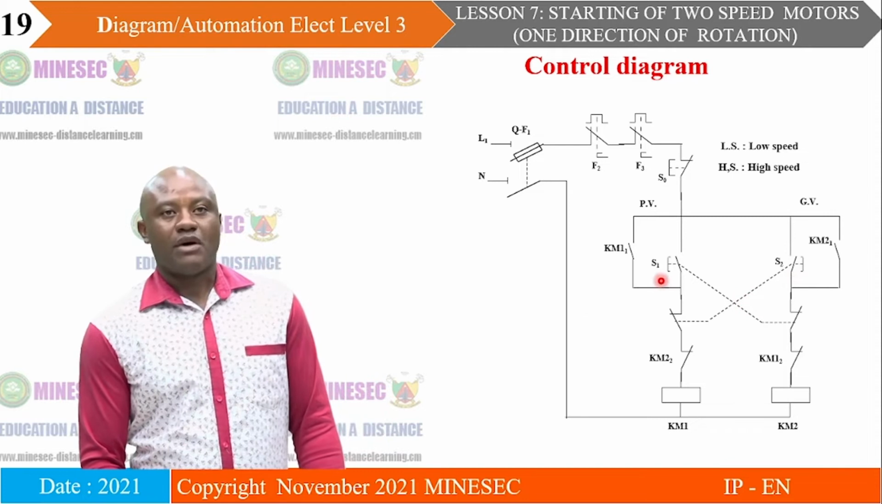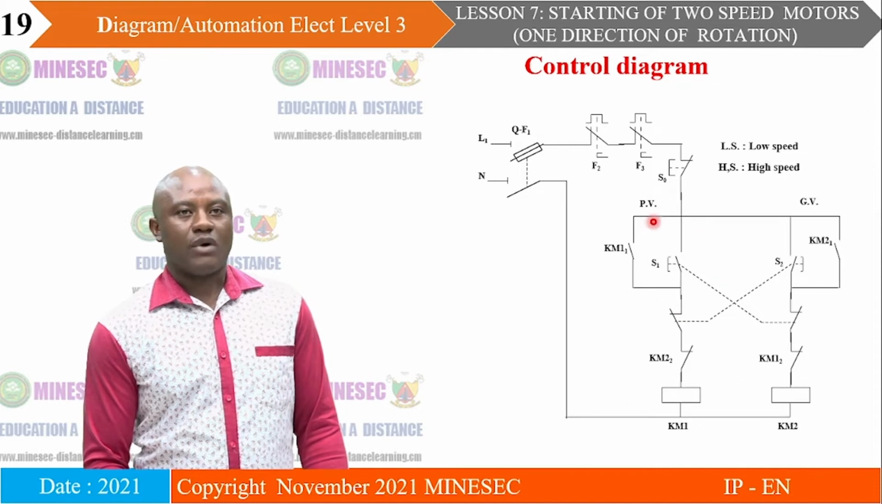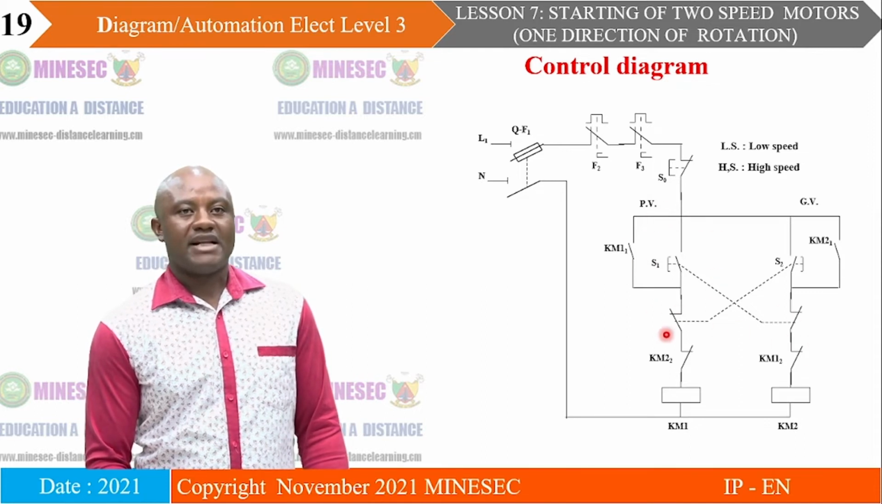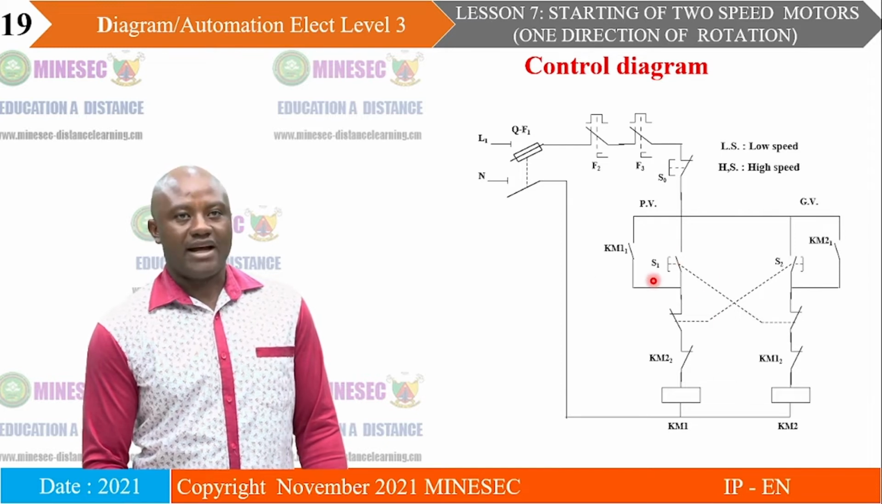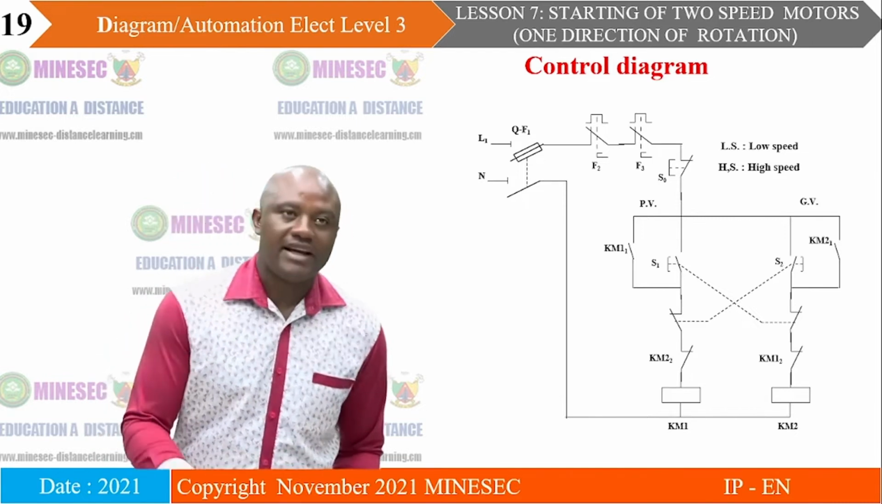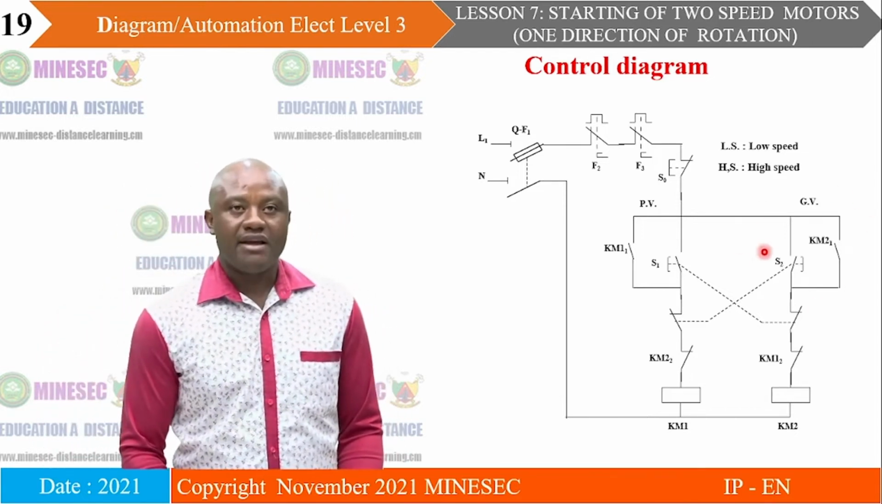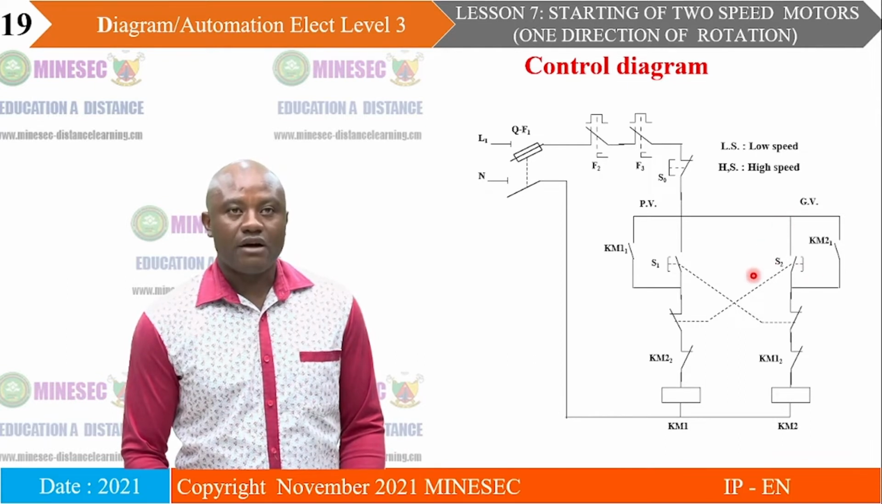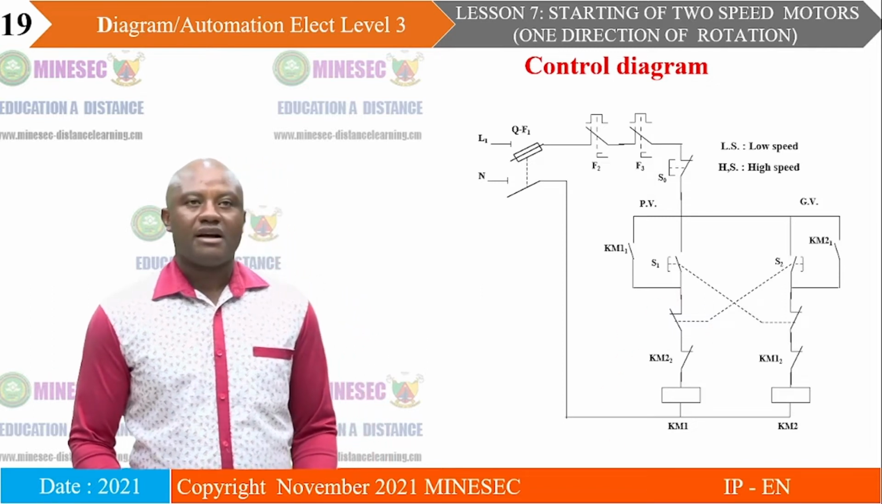For instance, when you have this S1, you see this one is the normally closed contact of S1. And here is the normally open contact of S1. And here you have the normally closed contact of S1. The same way, you have the normally open contact of S2 here, and here you have the normally closed contact of S2.